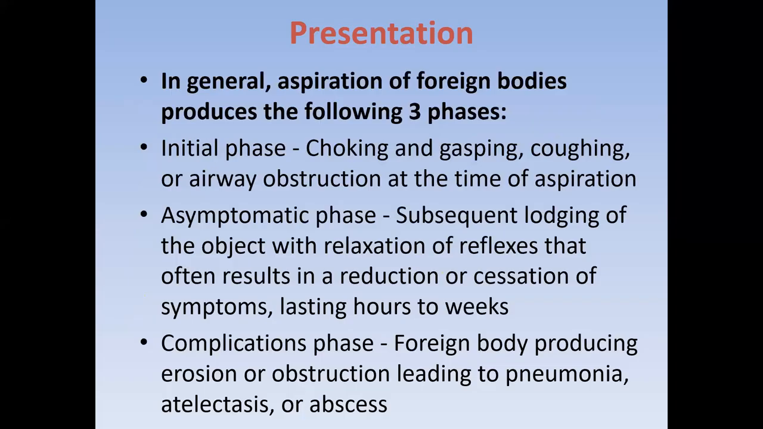In general, the foreign body produces three phases. When a child has aspirated or choked on a foreign body, the initial phase is sudden choking and gasping, coughing, and airway obstruction at the time of aspiration. The coughing is meant to help clear the foreign body. However, once it has passed the true vocal cords, it's hard for it to come out voluntarily. In the initial phase, the mother will say, my child was very well until they were outside playing with beans, and then they started coughing, and then they developed difficulty in breathing.